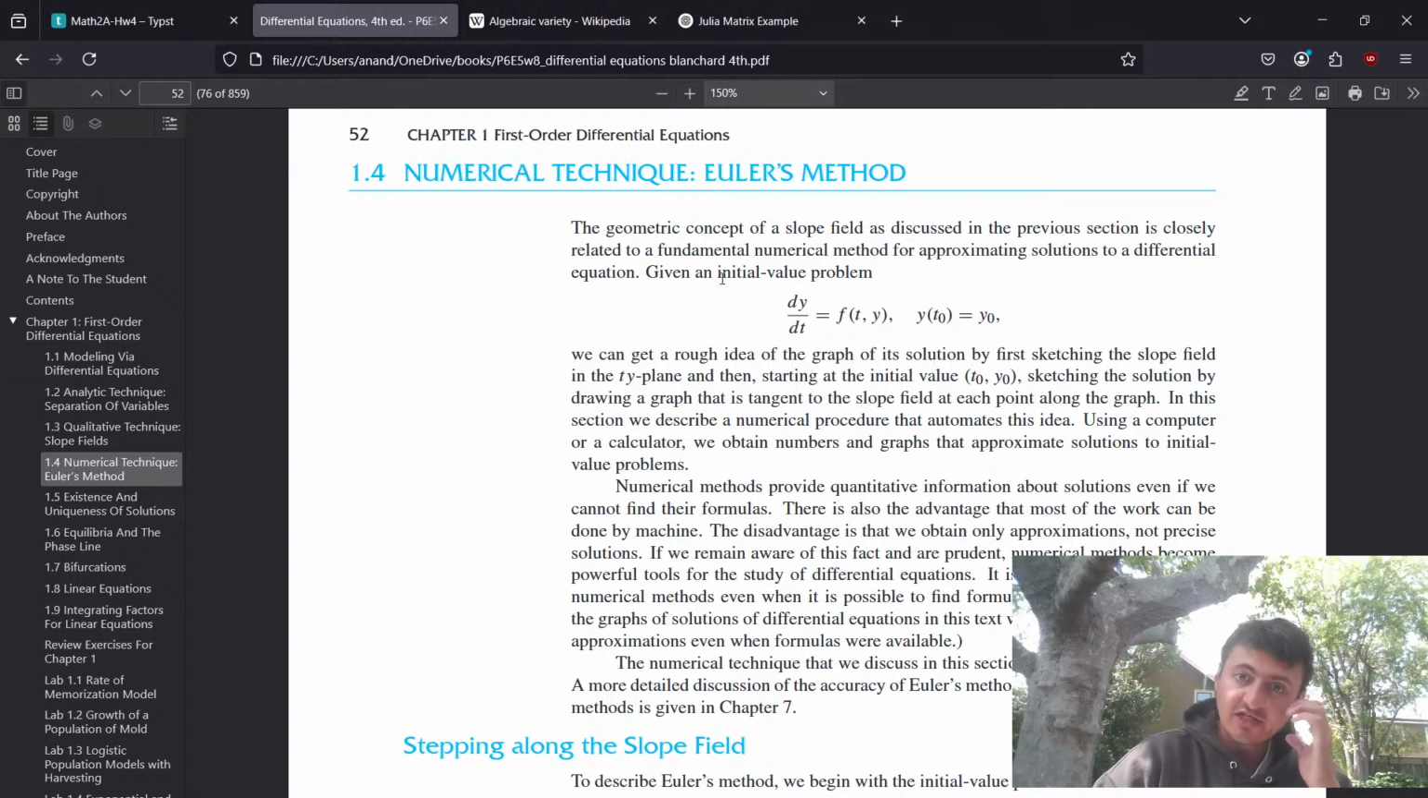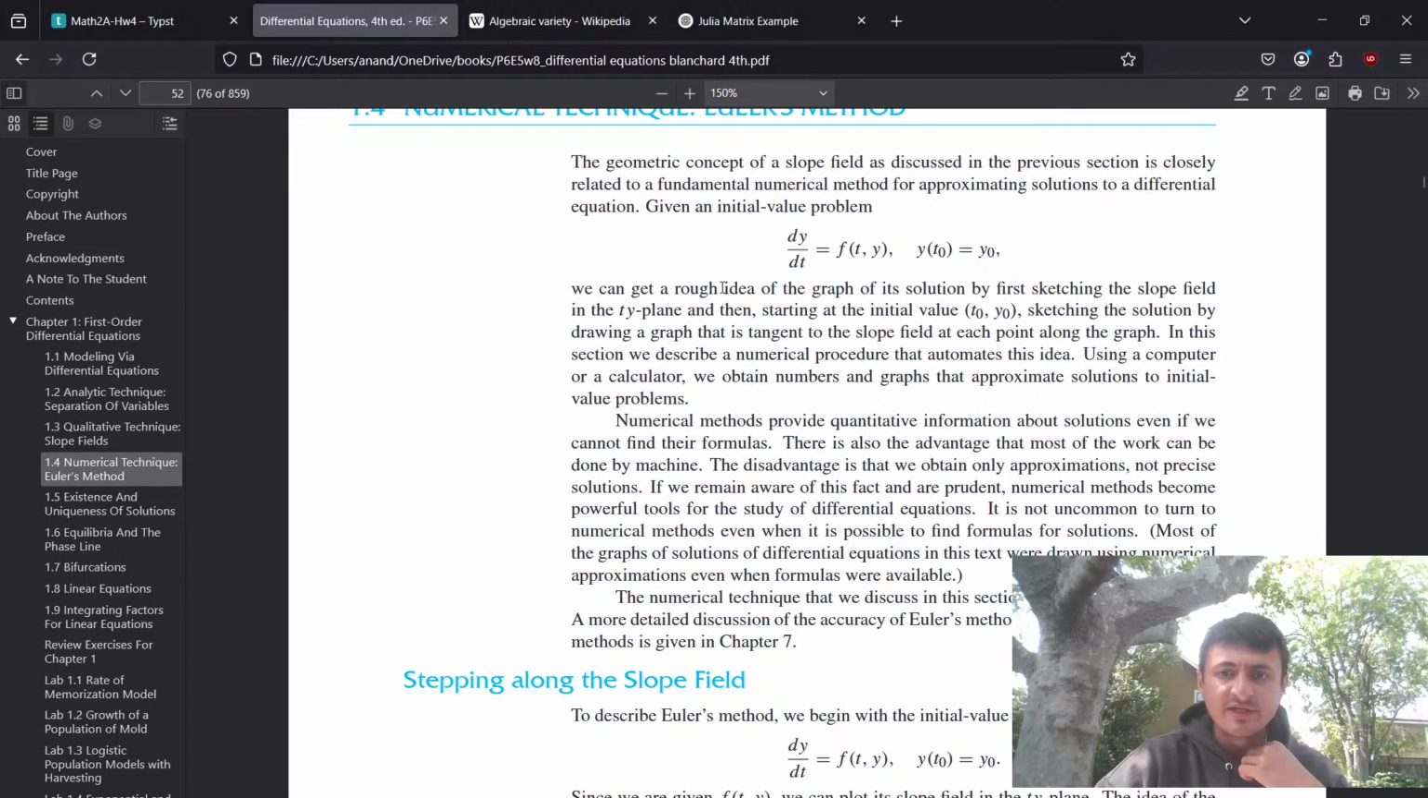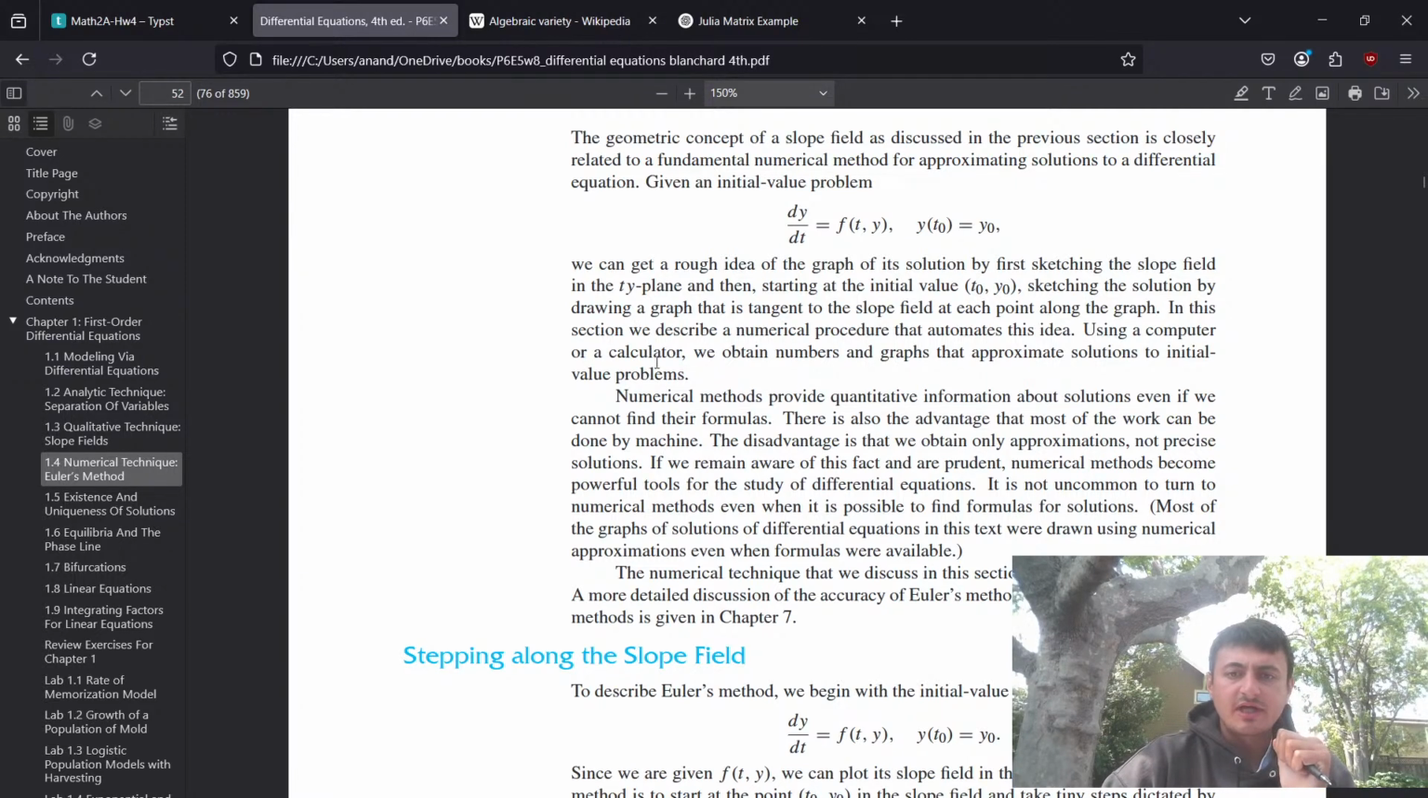Given an initial value problem, we can get a rough idea of the graph of its solution by first sketching the slope field in the ty plane, and then starting at an initial value t0, y0, sketching the solution by drawing a graph that is tangent to the slope field at each point along the graph. In this section, we describe a numerical procedure that automates this idea. Using a computer or a calculator, we obtain numbers and graphs that approximate solutions to IVPs.